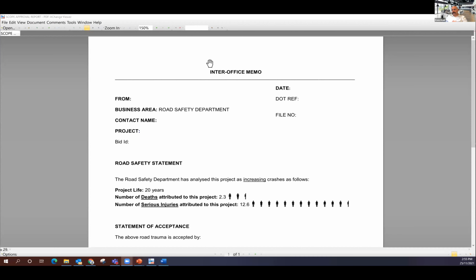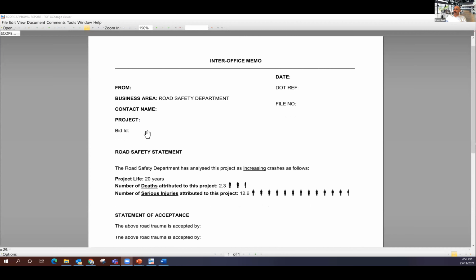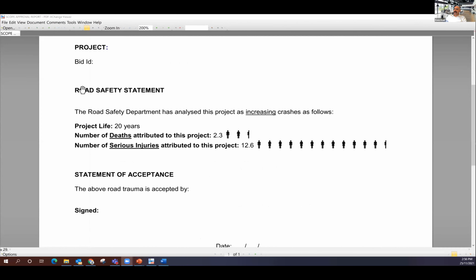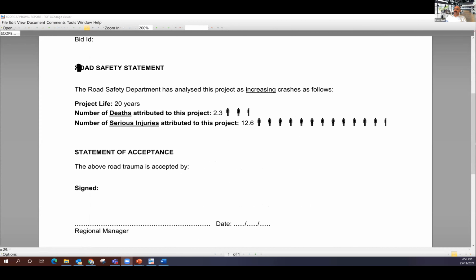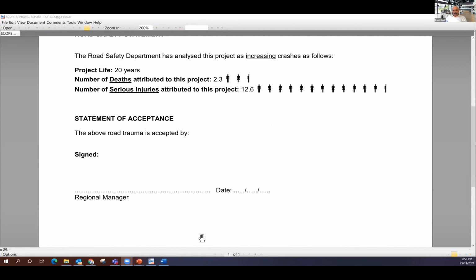So hopefully you're seeing that on the screen. This is the template of it. Intro from the road safety department, and here we go. The road safety department has analysed this project as increasing crashes as follows. Project life, 20 years. Number of deaths attributed to this project, 2.3. Put little people there to remind them these are people we're talking about. Number of serious injuries, 12.6. Statement of acceptance. The above road trauma is accepted by, and then a spot for the regional manager or regional director to sign that off.